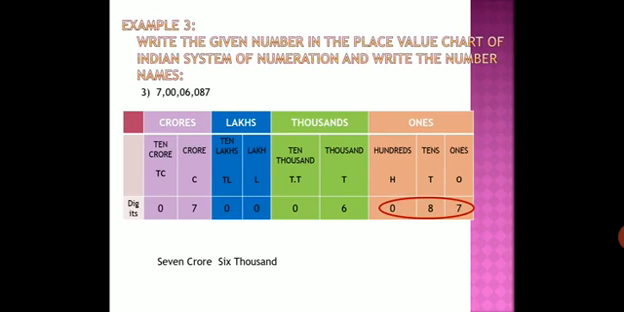And finally, in the hundreds column it is 0, in tens it is 8 and in ones it is 7. So 8 and 7 together it is 87. So we will write it as 87. Totally the number is 7 crore 6,087. I hope you all understood what the Indian system of numeration is.